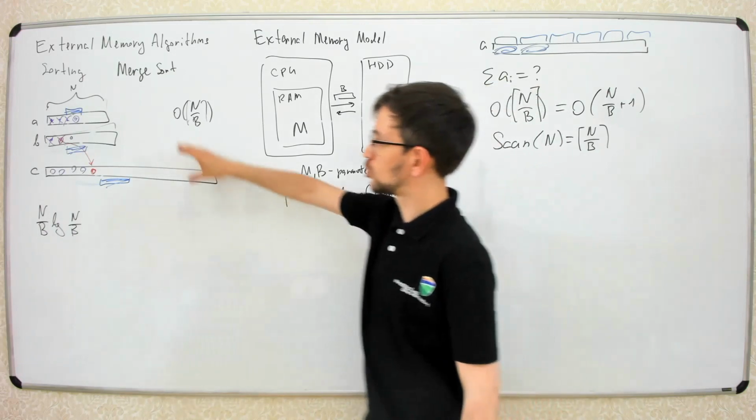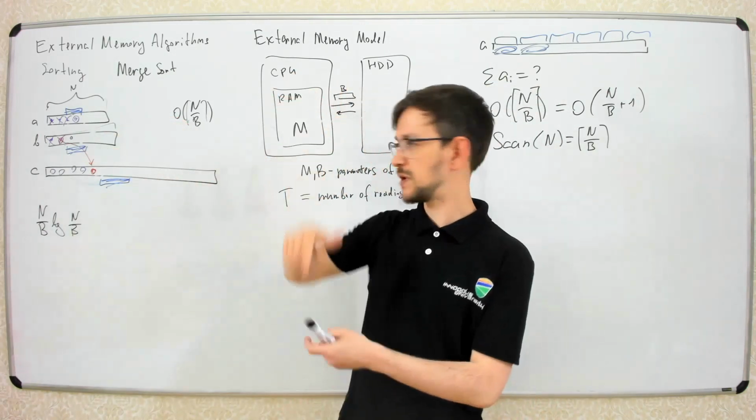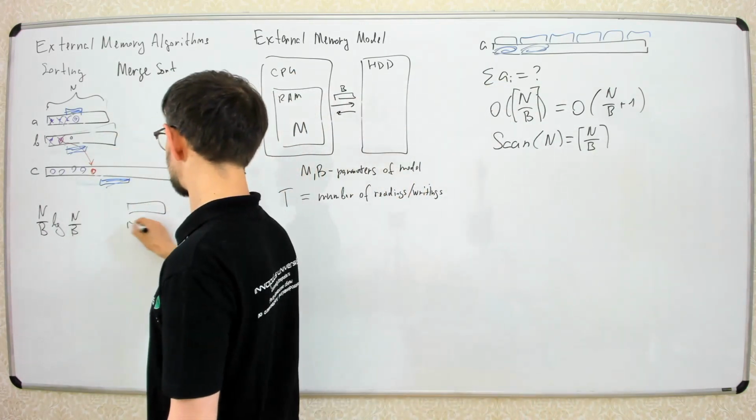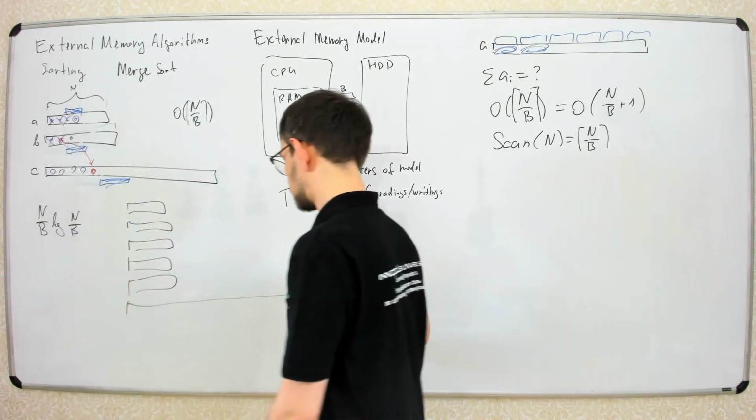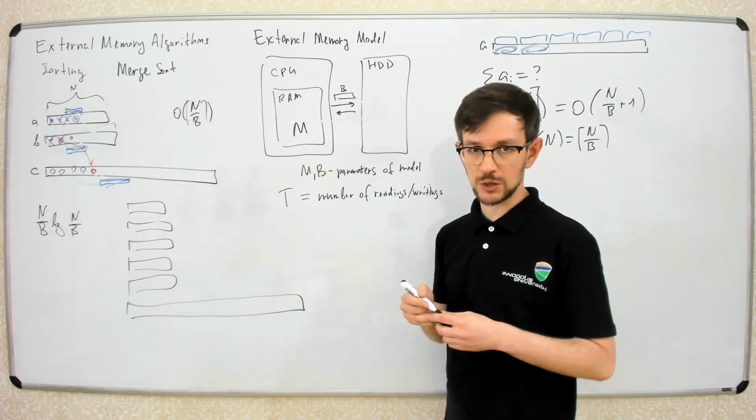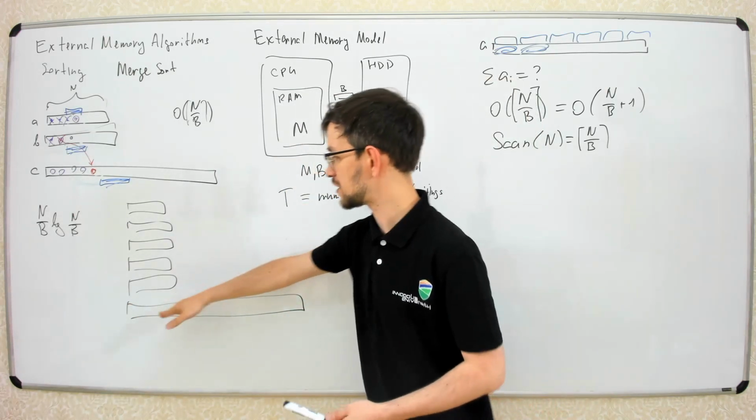So instead of just merging 2 arrays into one, we will merge just a big number of arrays. We have a lot of arrays. And in a single operation, we will merge all these sorted arrays into one sorted array.